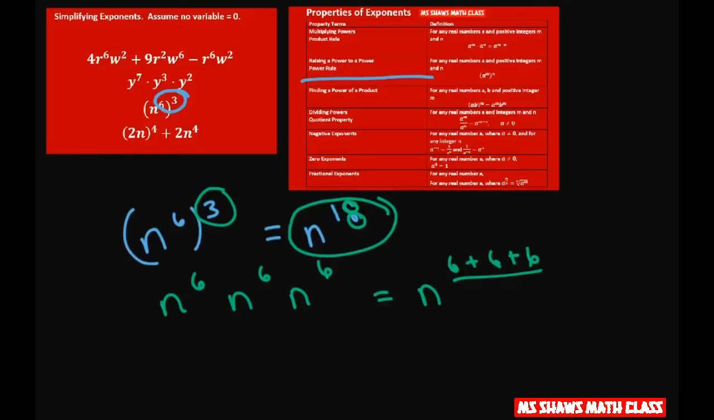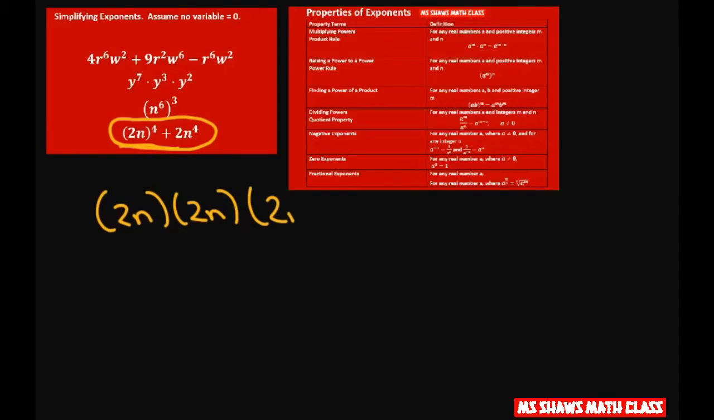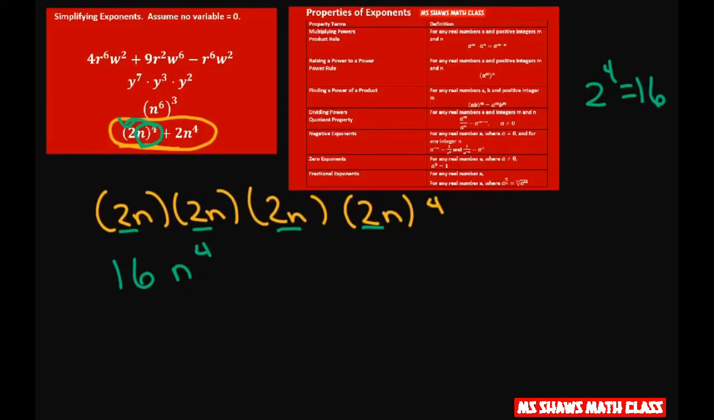All right, and then the last one. This is the common mistake people make on this one. So for this one, this 4 means I can write this down 4 times and multiply them. So you have 2 times 2 times 2 times 2. That's 16. And then we have n to the 4th. Now most students get n to the 4th, but they forget the 2. You have to do 2 to the 4th as well, which equals 16. Then we have plus 2n to the 4th.